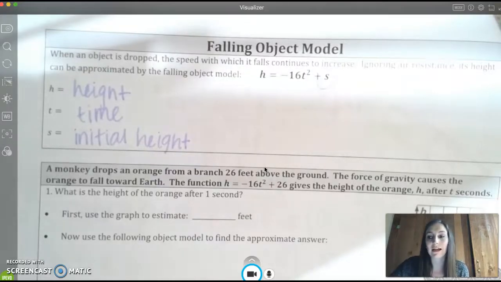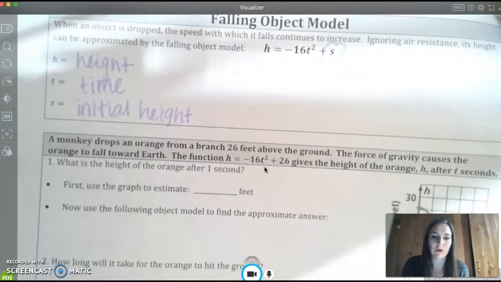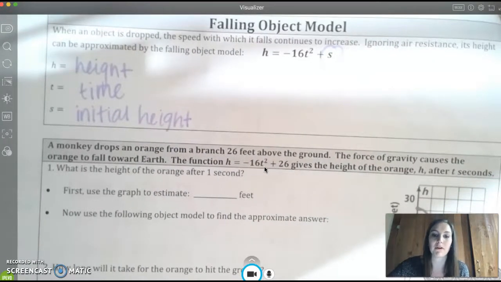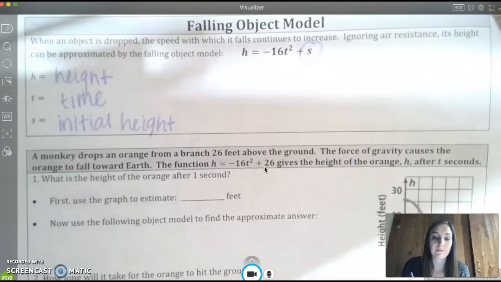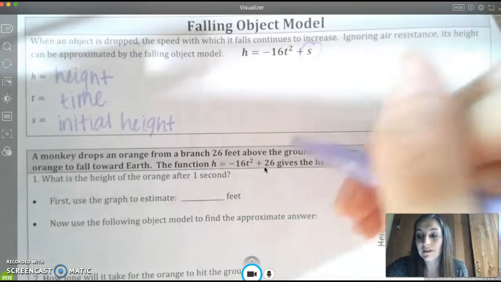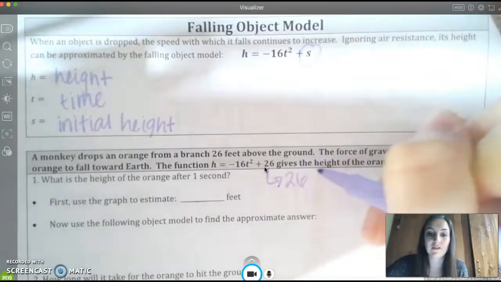So let's look at an example here. It says a monkey drops an orange from a branch 26 feet above the ground. The force of gravity causes the orange to fall towards the earth. And the function is h equals negative 16 t squared plus 26, where h is the height after t seconds. So we could see how high is the orange after 1 second, after 5 seconds, after half a second. Okay, so what is the height of the orange when it starts? Well, the orange is 26 feet off the ground. Okay, so it's 26 feet above ground.